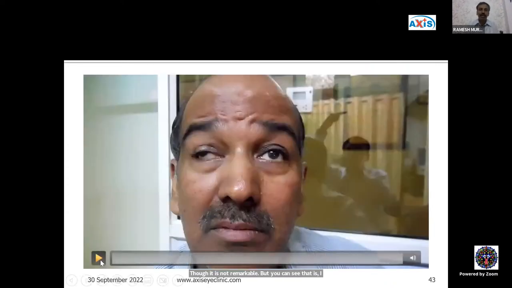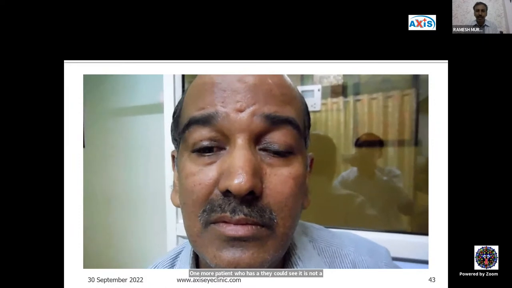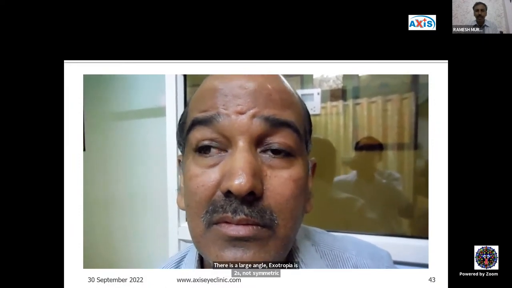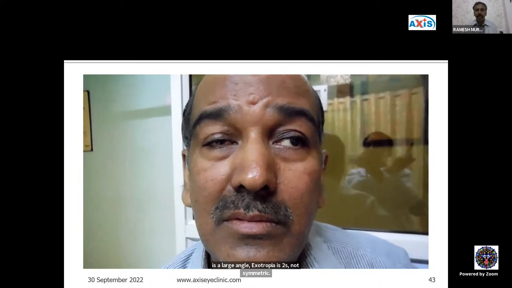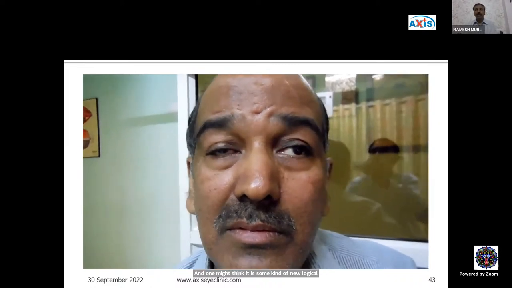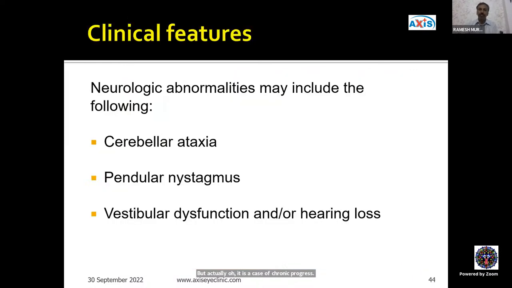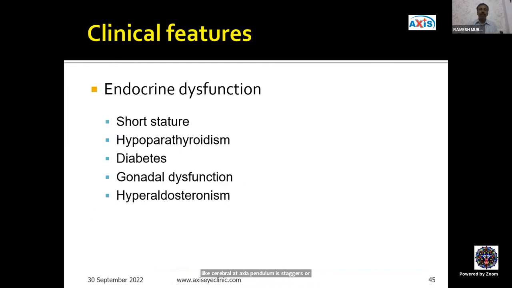One more patient, and you can see it is not very symmetric. There is a large angle exotropia. His ptosis, again, is not symmetric; it is very variable. One might think it is some kind of neurological problem like a third nerve palsy, but actually it is a case of chronic progressive external ophthalmoplegia. Sometimes you could have neurological abnormalities like cerebellar ataxia, pendular nystagmus, or vestibular dysfunction and/or hearing loss. One may also have endocrine dysfunction like short stature, hypoparathyroidism, diabetes, gonadal dysfunction, or hyperaldosteronism.